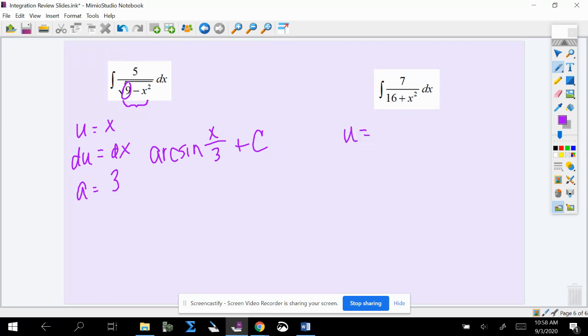Oh wait, I forgot the 5, sorry. I'm sure you're watching this going, she forgot about the 5. There should be a 5 here. There you go. Your u again is x, your du is dx, and your a is going to be 4 because that's what was squared to get 16.